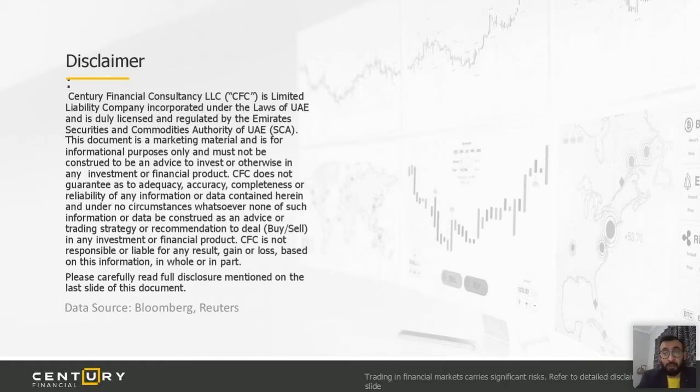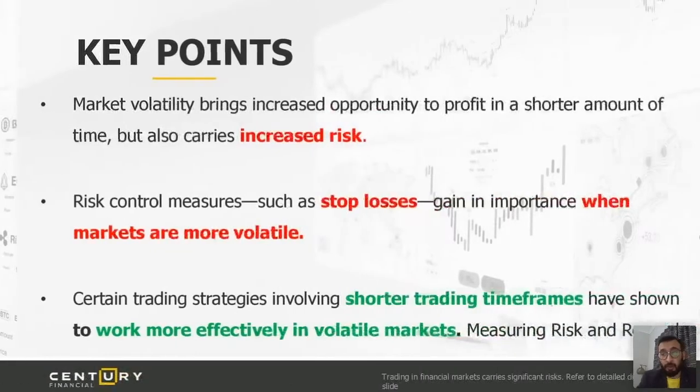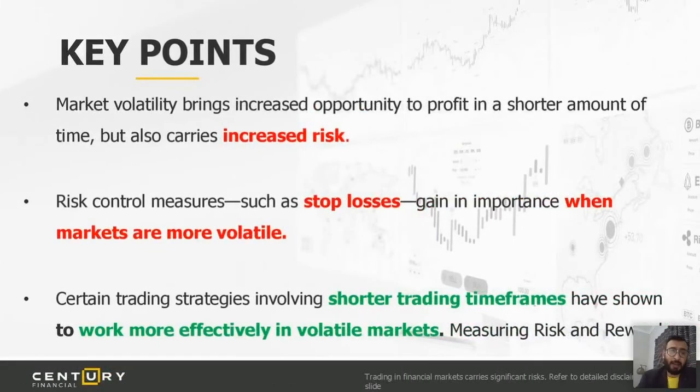It can, but as we know, every opportunity comes with both risk and reward. So the key points we have to understand about market volatility: first, when the markets are fluctuating up and down, buyers and sellers both have the opportunity to make profit in a shorter amount of time, because prices are moving up and down really fast, so you get more and more opportunity to trade and to enter and exit. But with increased opportunity to profit, it also carries increased risk.